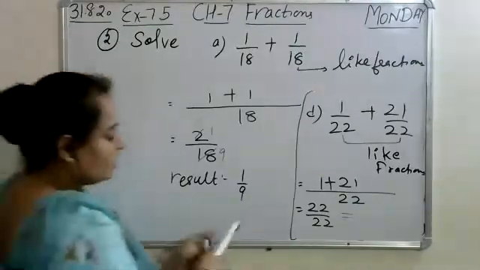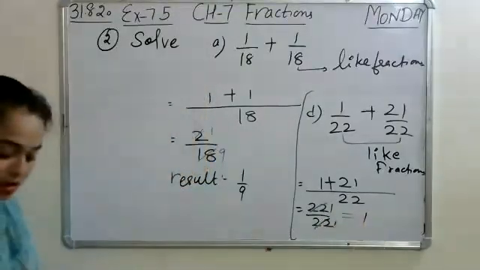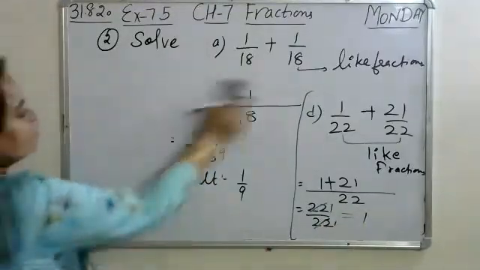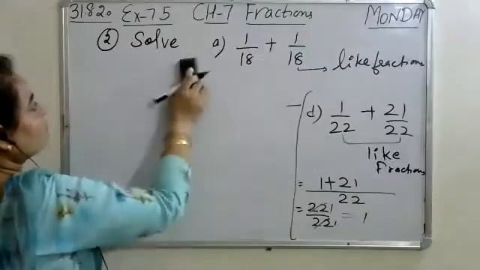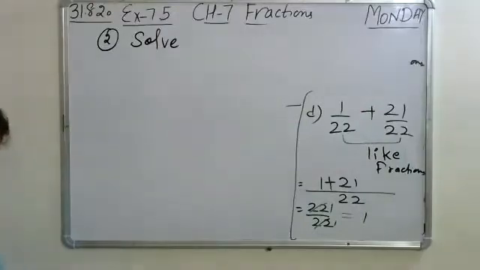Now cancellation in the table of 22, you will get the result as 1. Now come to the next part. So if the fractions are like fractions, then you will apply this method. Come to the next part, the G part.